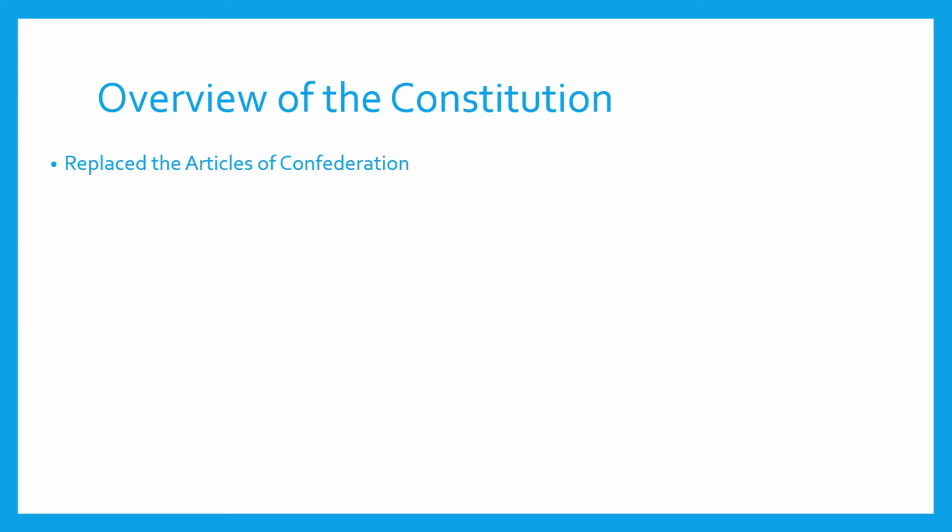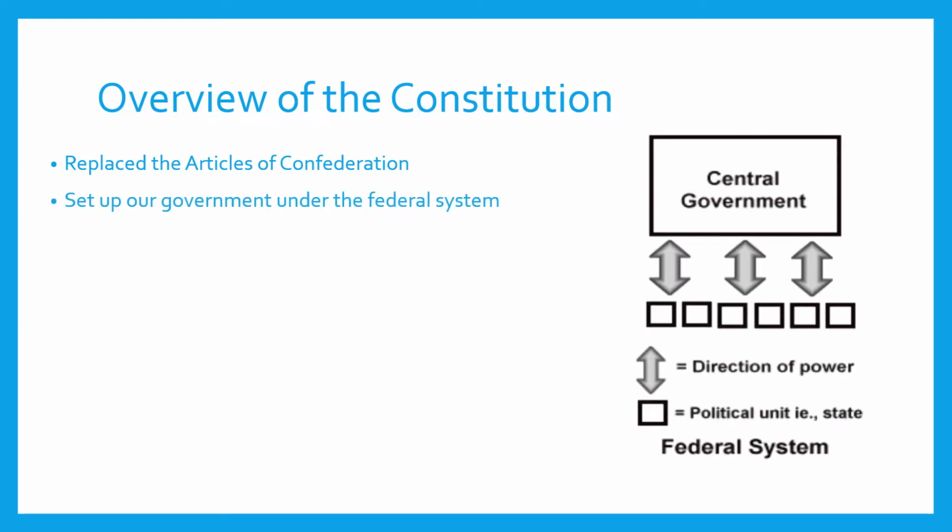So this set up a federal system of government. This is the diagram we've looked at before, where we have the central government sharing power with the states. The state government down here has some power. The central government up here has some power. They have a little bit more power than the states, but the idea here is that the two share that power.